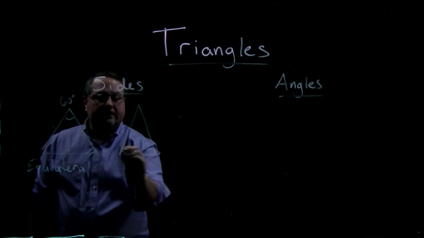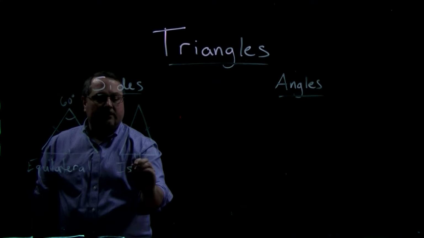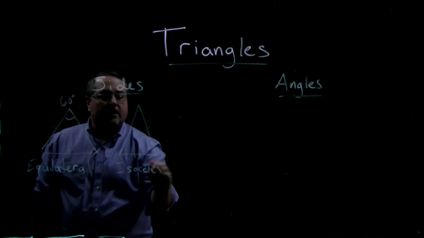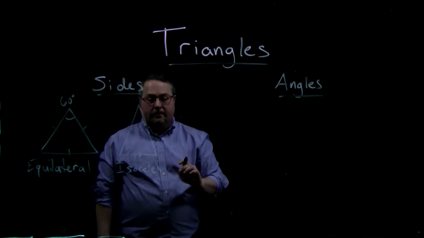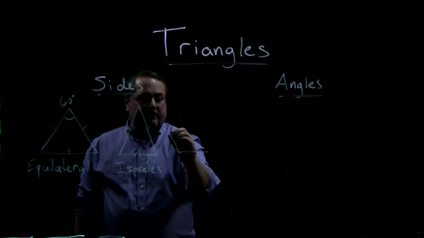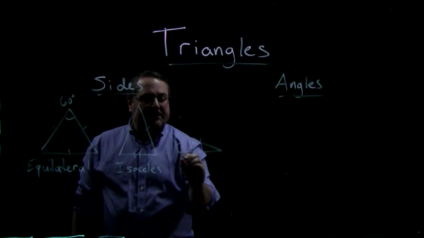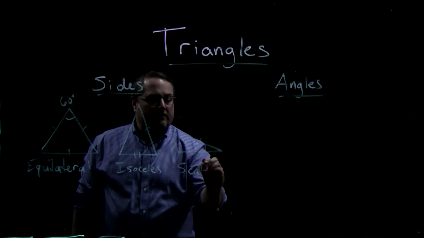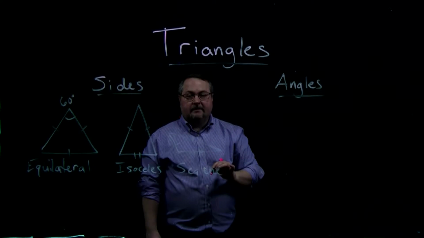Okay, the next classification is the isosceles triangle. An isosceles triangle has exactly two sides the same length. And finally, the scalene triangle has no sides the same length. All three sides have different lengths.